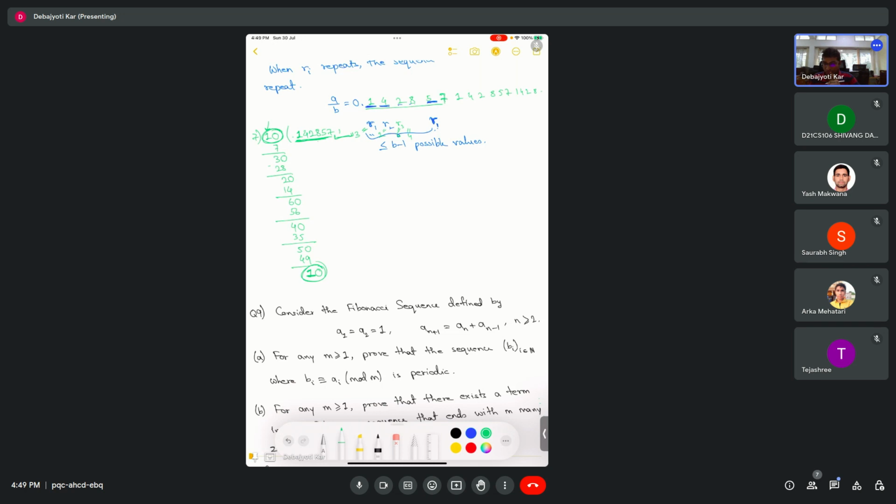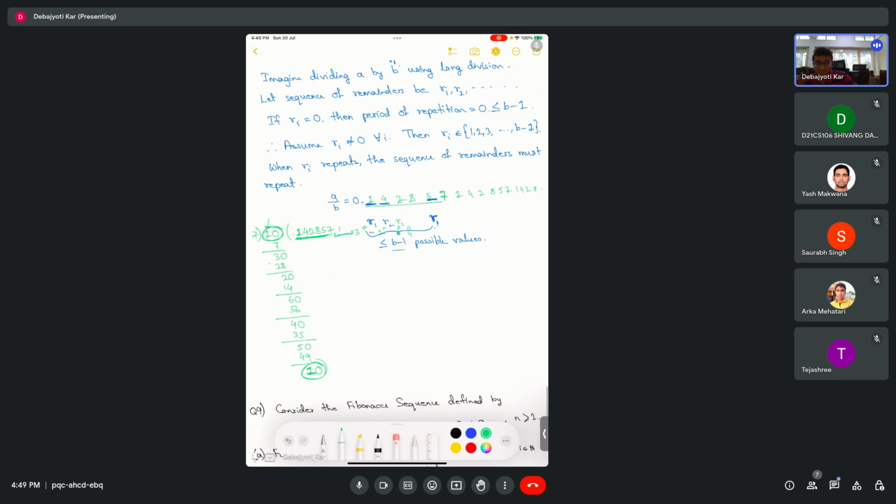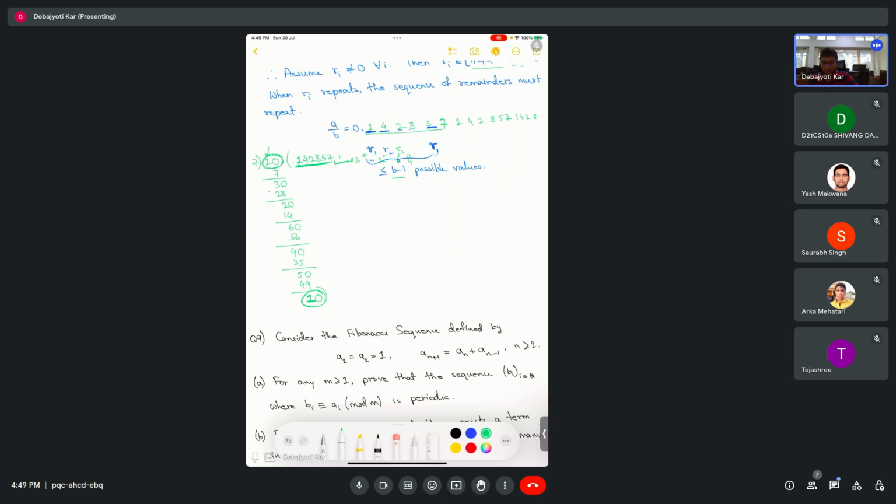But then what can be the maximum possible number of such distinct things? It can only be b minus 1, because there are at most b minus 1 possible values for these remainders. So after at most b minus 1 terms, we must have a repetition. Here our B is 7 and A is 1, right? So we did get a value of R equal to B, that is 7, because 7 sevens are 49.